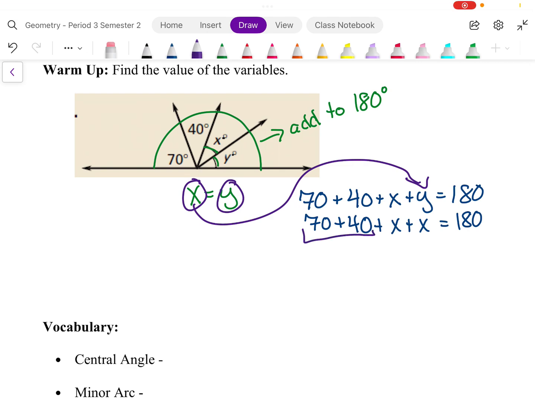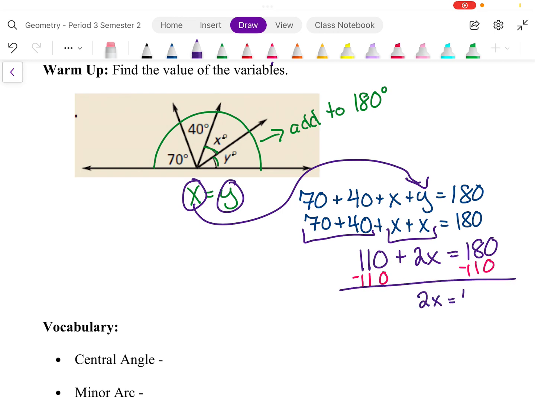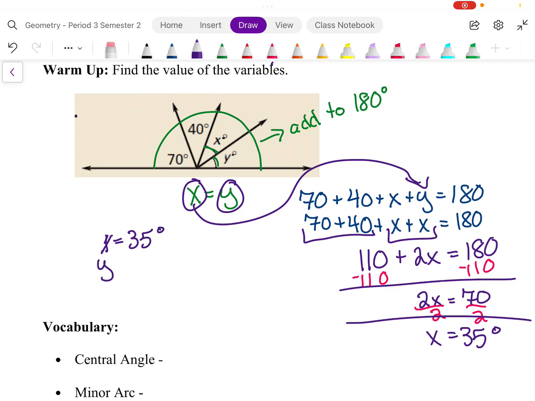So we can combine these, and we would get 110 plus 2x, and that's equal to 180. Then to solve for x, we would subtract the 110 on both sides, and we would get 2x is equal to 70, and lastly we need to divide by 2. When we're done with that, we get x equal to 35. And if x equals 35, we also know that y has to equal 35 as well. So that would be our final answer.